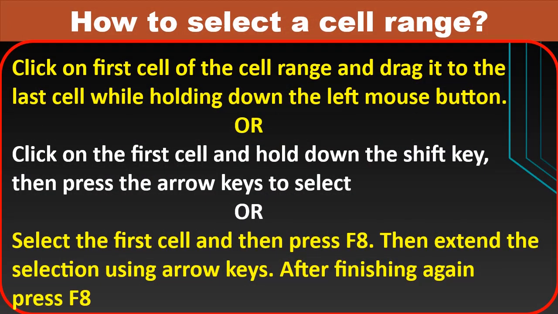Next, how to select a cell range. So there are three methods given here. You can choose either one. First is, click on the first cell of the cell range and drag it to the last cell while holding down the left mouse button. Or click on the first cell and hold down the shift key, then press the arrow keys to extend your selection. Or select the first cell and then press F8, then extend the selection using arrow keys, and after finishing, press F8 again.